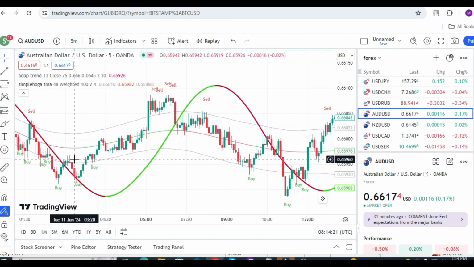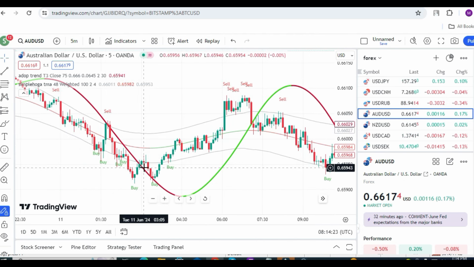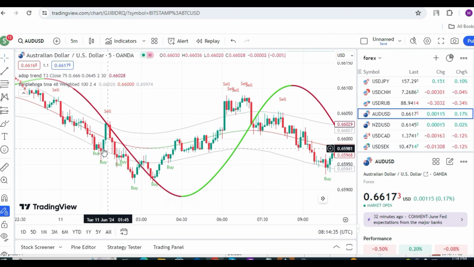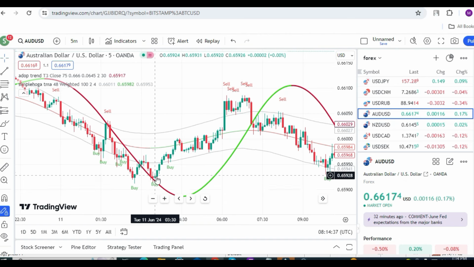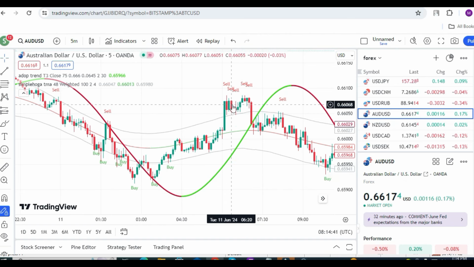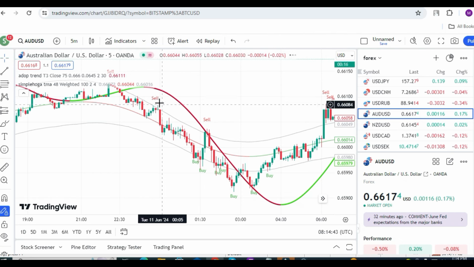Like here you can see candles are coming below the lower band line, and you are getting a buy signal. And one more important thing here, candles must be inside. These are candles outside, but these candles are inside. So this is your valid buy entry. Okay, you can book your profit like this one. This is your valid sell entry, and you can see you got the profit.